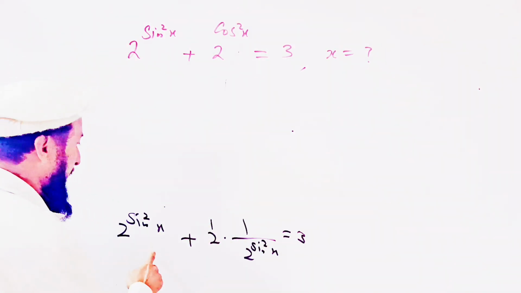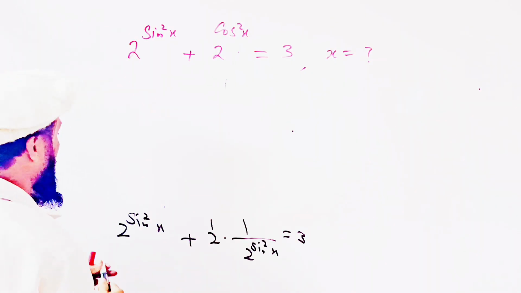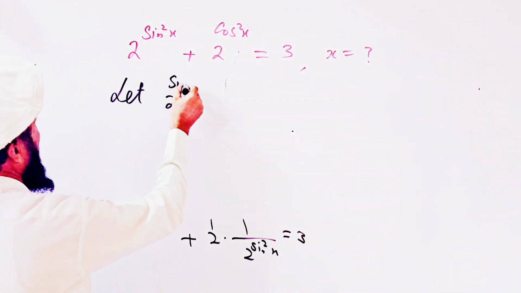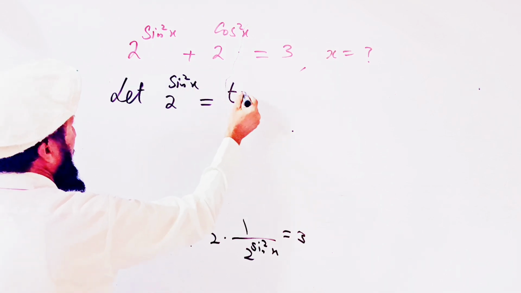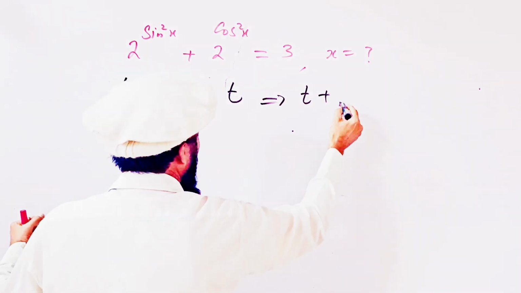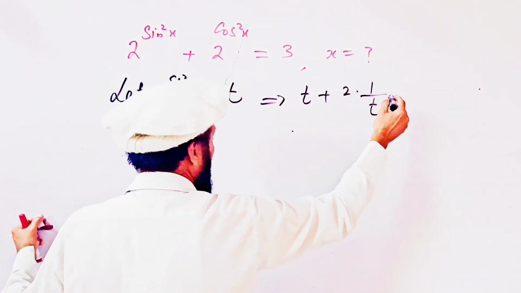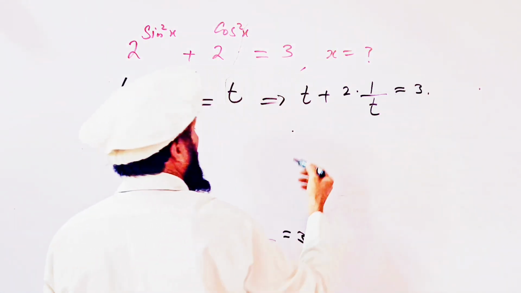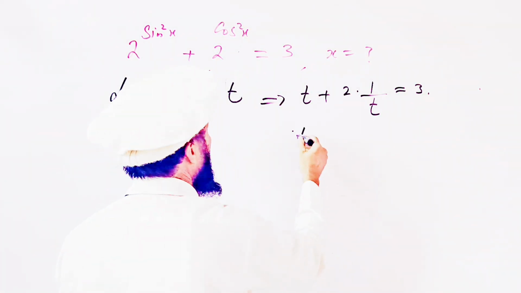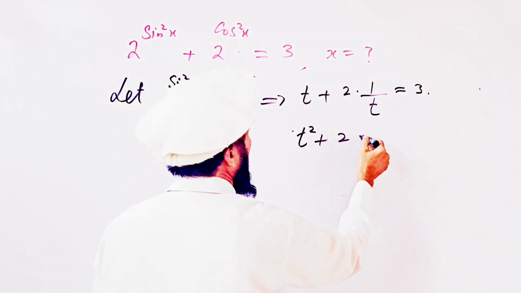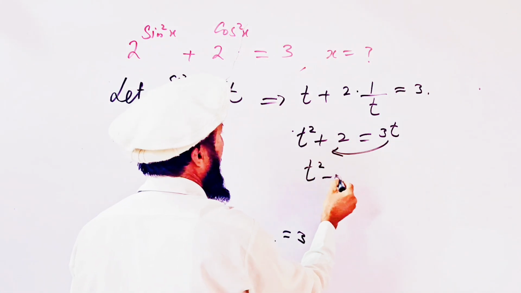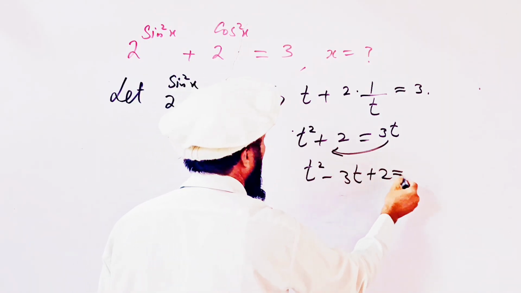Now we make a supposition. Let 2 exponent of sine square x be equal to t. Now this equation becomes t plus 2 times 1 over t is equal to 3. Multiplying both sides by t, this will be t square plus 2 is equal to 3t. Moving 3t over, we get t square minus 3t plus 2 is equal to 0.